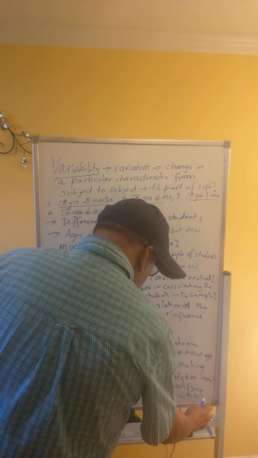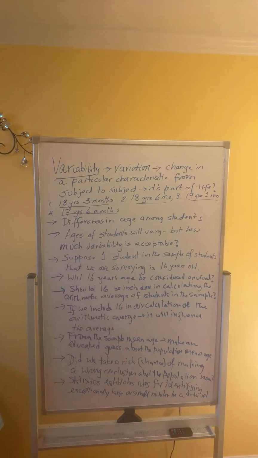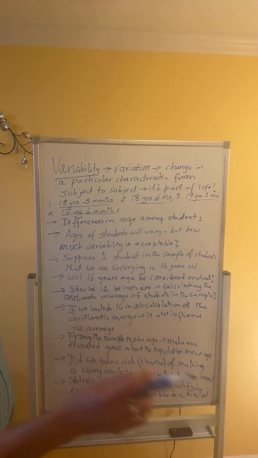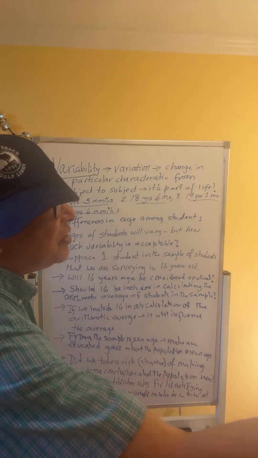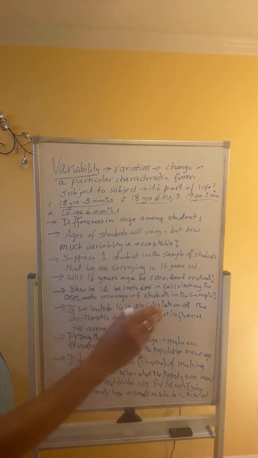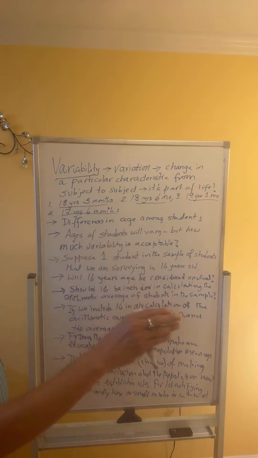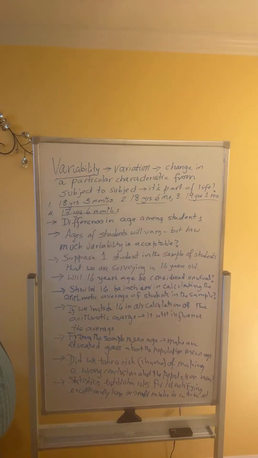So again, let me go over what we covered today. We talked about variability. What is variability? It comes from the word variation, characteristic changes from subject to subject, person to person. Age, for example, age in a sample of students will vary, change from person to person.